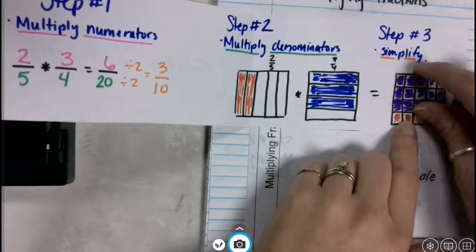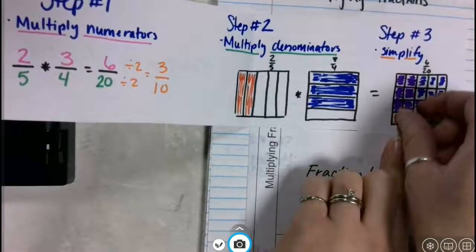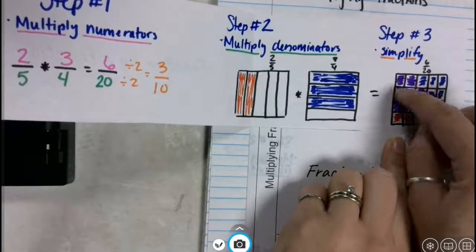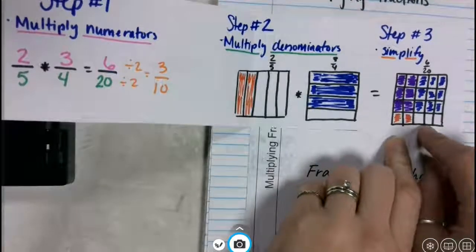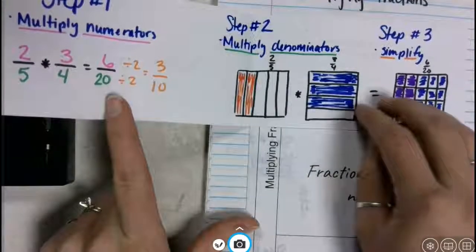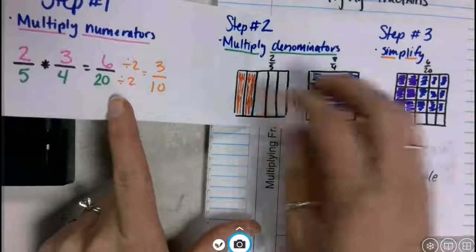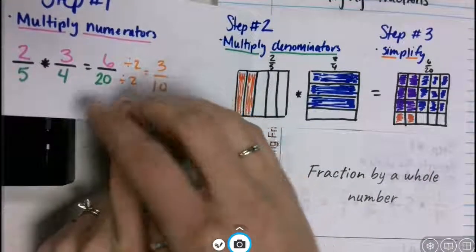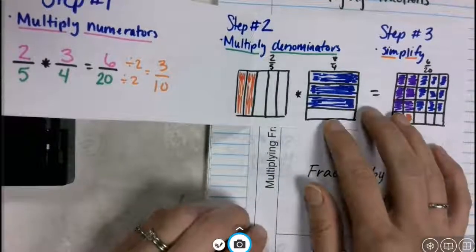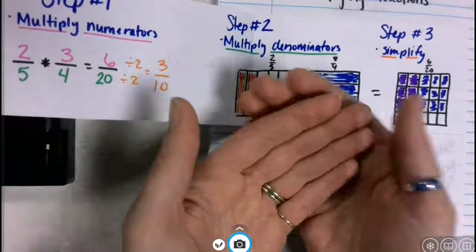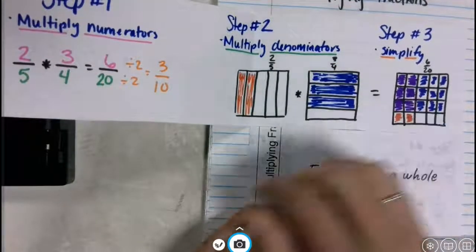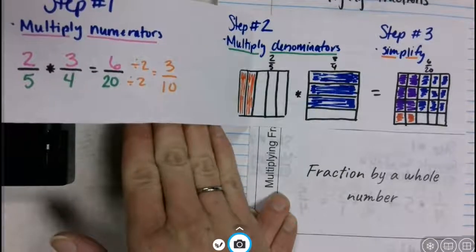My 3/4 is still shaded in blue, and my 2/5 is still shaded in red. We see that there's some overlap right here that turns purple in 6 out of 20 of these sections. That's exactly the answer we got back here when we just looked at the numbers. So this is our visual representation of what we're actually doing and why we can multiply the numerators. This is also why we multiply the denominators: when we combine these 2 pieces and slide them together, we end up with 20 different little pieces. Okay, so that's if I have a fraction times a fraction.